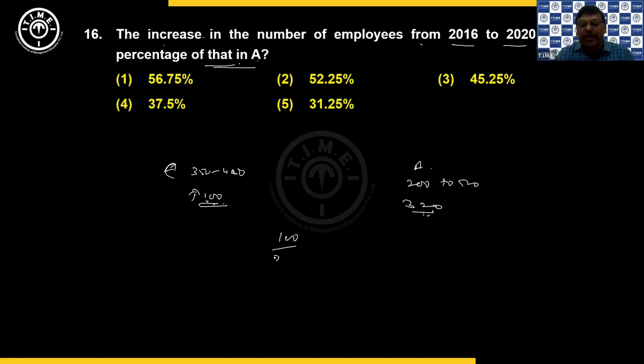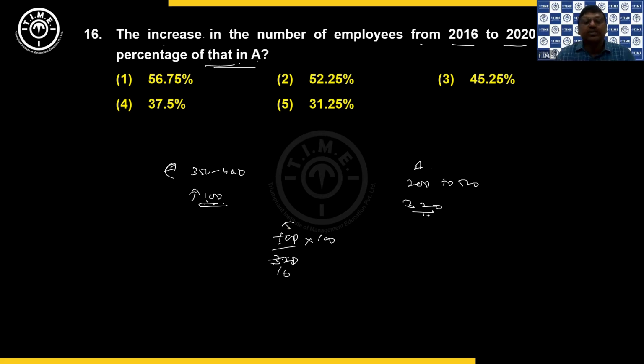So A goes to denominator, not more, not less. Directly what percentage of A means, this C is what percent of A means C by A into 100. 100 by 320 into 100. If you see, students, 0, 0, 2 5s, 2 16s.